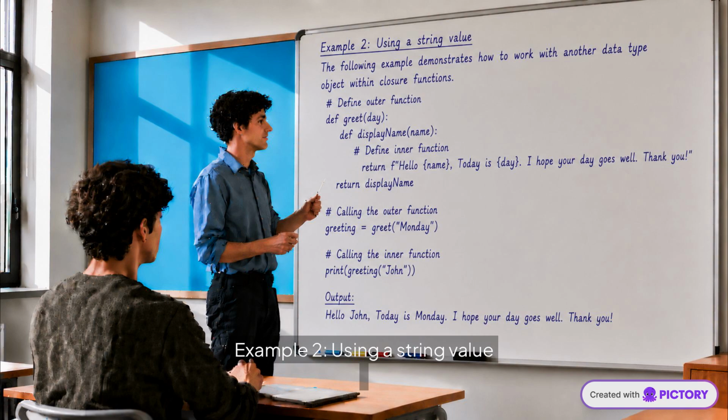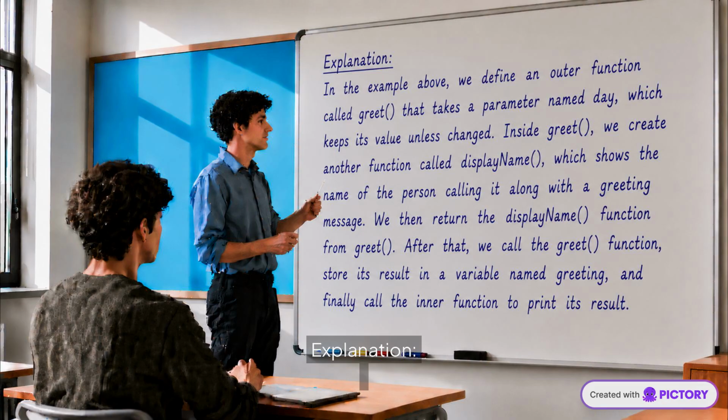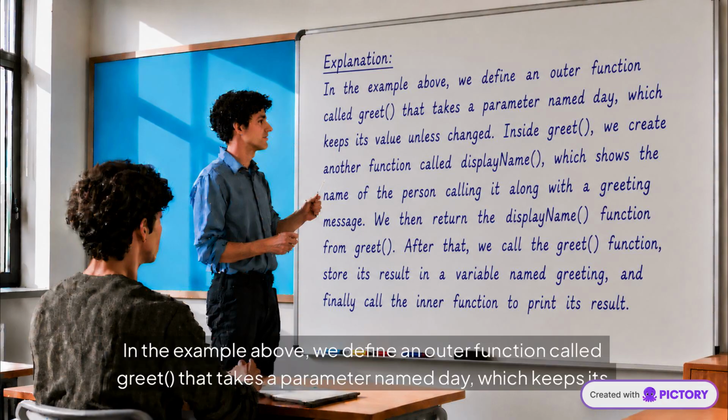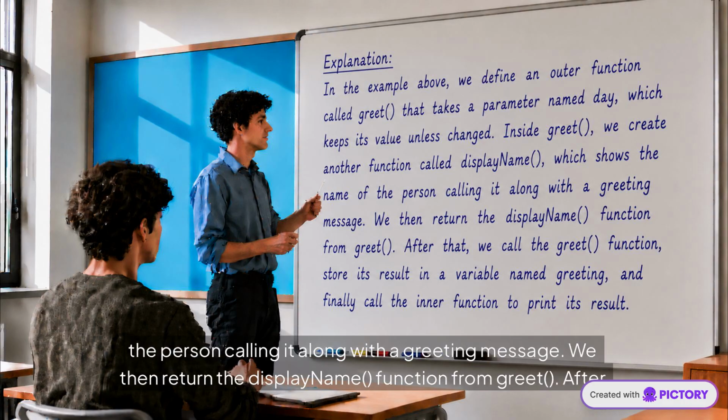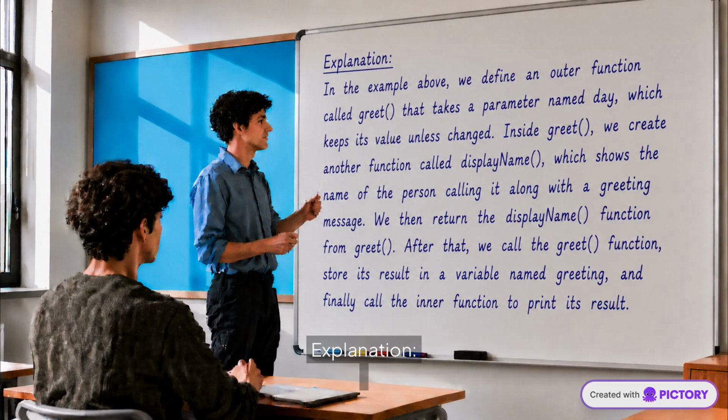Explanation. In the example above, we define an outer function called greet, that takes a parameter named day, which keeps its value unless changed. Inside greet, we create another function called displayName, which shows the name of the person calling it along with a greeting message. We then return the displayName function from greet. After that, we call the greet function, store its result in a variable named greeting, and finally call the inner function to print its result.